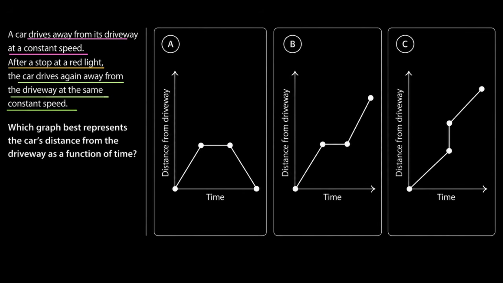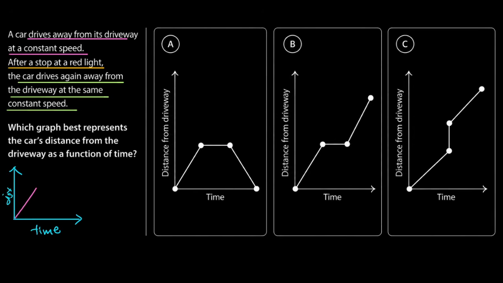Okay, I actually just like to try to sketch it myself and see if one of these seems pretty close to that. So if this is distance on the vertical axis, and this is time right over here. Drives away from its driveway at a constant speed. So that means the distance would be increasing at a constant rate, so at a constant slope. So that should be a straight line. I tried to hand draw it.